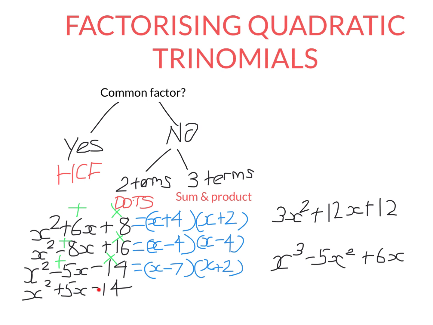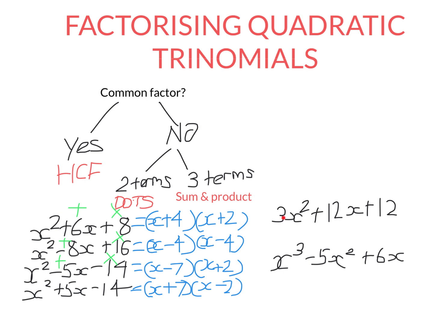So what about this one here? Well, this one looks almost the same, except instead of negative 5x, it's positive 5x. So it's actually going to be the same 2 numbers of 7 and 2. But this time, because we want them to add to positive 5, the 7's going to be positive. So changing the sign of this coefficient here just changes the sign of the numbers in the brackets.